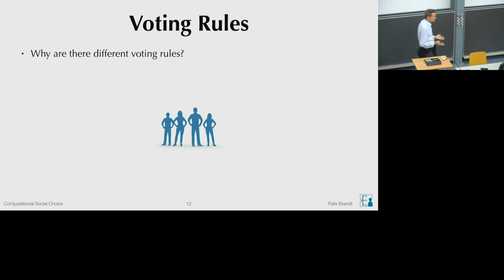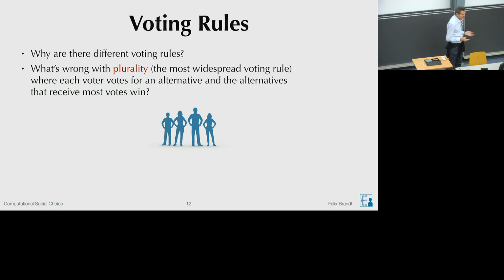Why are there different voting rules at all? What's wrong with plurality, which is the most well-known and most widespread voting rule in practice? Plurality means that every voter can just name his or her most preferred alternative, and the alternative which is ranked first most times is then selected. There could also be ties in some rare cases, but this is the simplest voting rule you could imagine. It's being used in almost all places, and it seems like a good rule because it's used in practice a lot.